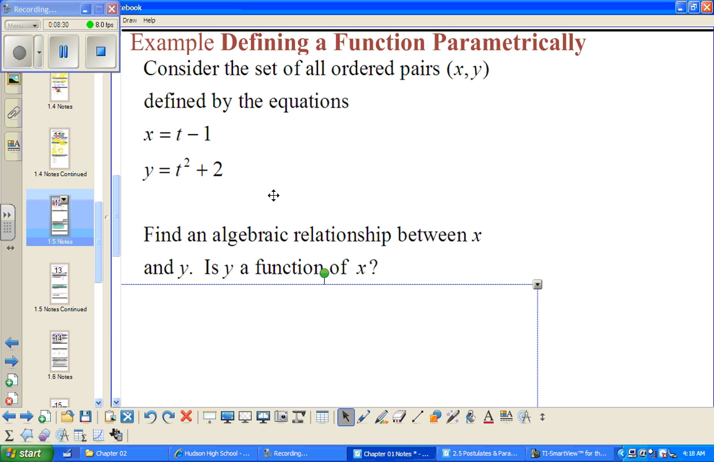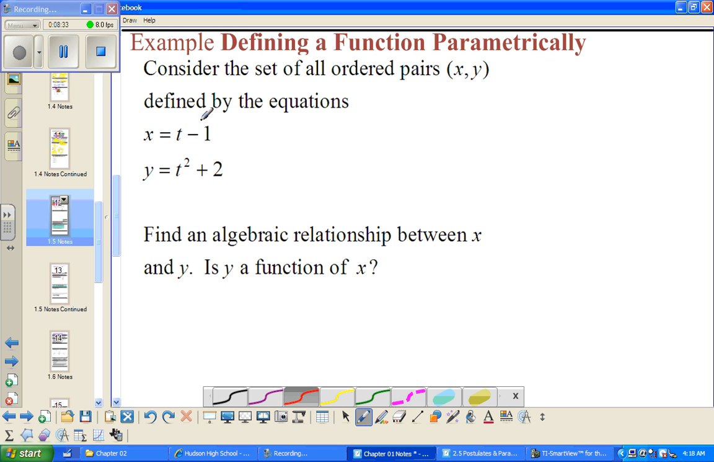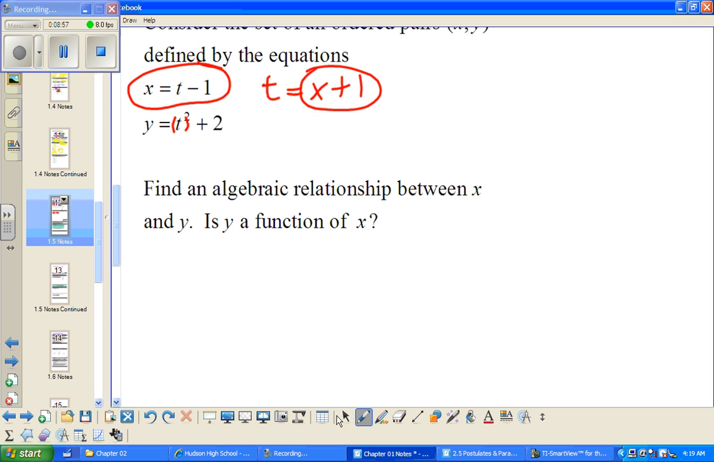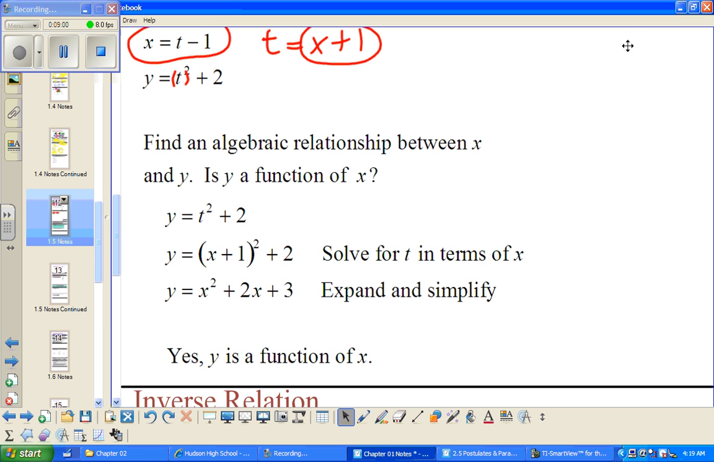So the logical step would be to take this first parameter and solve for t. So t would equal x plus 1 if I simply add 1 to both sides. Now I can take and replace the t in the second equation with an x plus 1. And when I do that, and then multiply out and combine like terms, I can see what I'm actually dealing with.